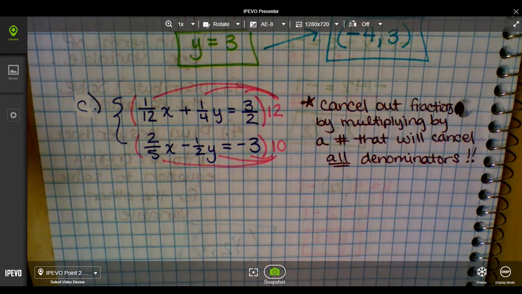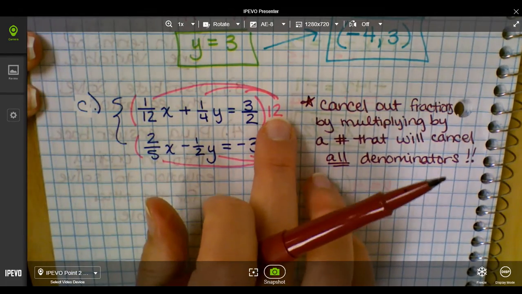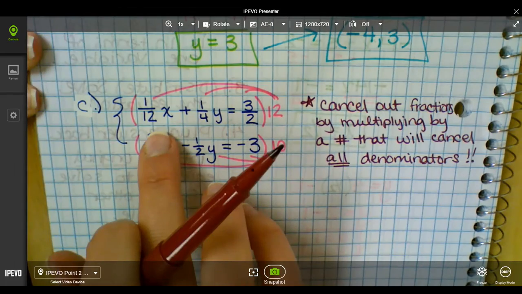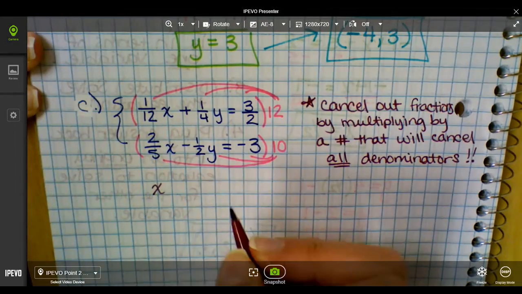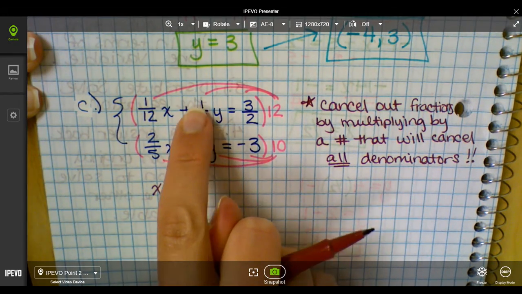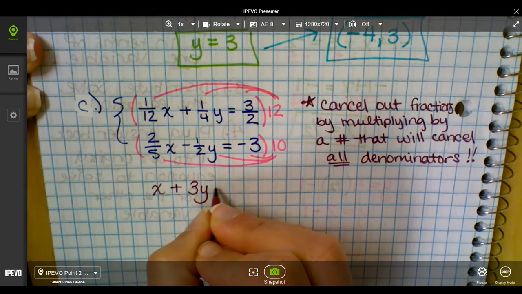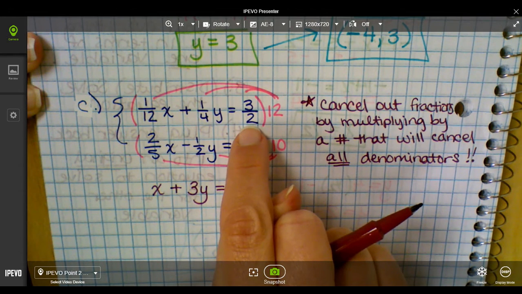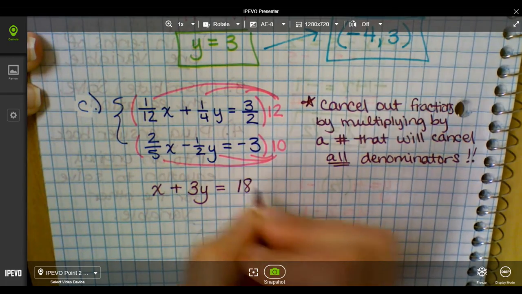This is where you have to be a little bit more careful. So now 12, and I always do the division first and then I multiply by the numerators. 12 divided by 12 is just 1, and then I'm multiplying it by 1, so that's just going to give me an x. 12 divided by 4 is 3, times 1 is just 3. So x plus 3y. And then this last one, I have 12 divided by 2, which is 6, and then 6 times 3 is going to be 18.